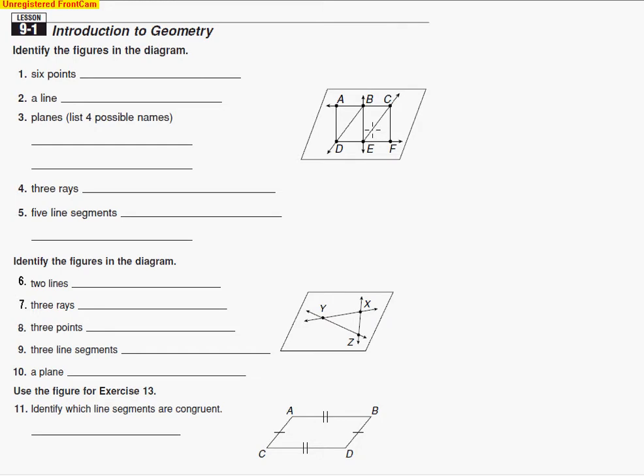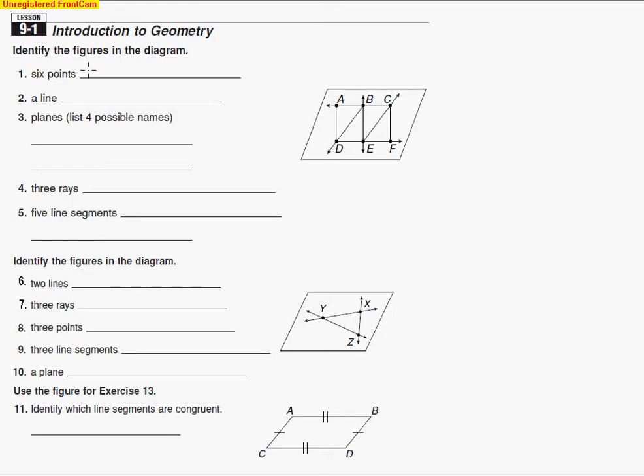And so points have no space. We use a dot to represent it, and to be able to name that dot, we name it with a letter. It has no size, but it is in a plane. And so what we have here is a plane. We'll talk about different planes that we can make up inside this figure. But the points specifically are these dots and the letter that goes along with it.